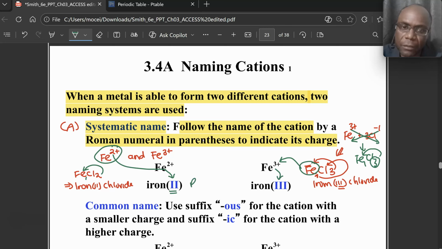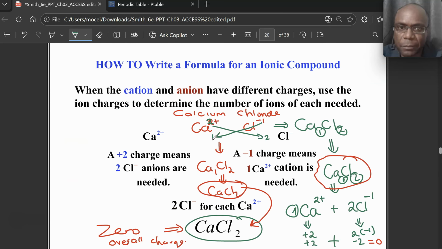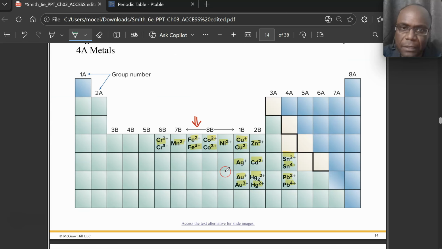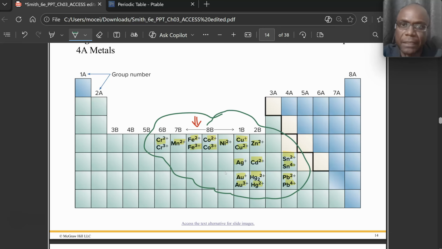You only use the Roman numerals in the systematic name if that element can have multiple positive charges, if the metal has multiple positive charges. And if you go back up here, we looked at the transition metal elements, these guys, and this kind of tells you which ones to expect to use the Roman numerals. Iron itself is right here. See him? That's the iron.